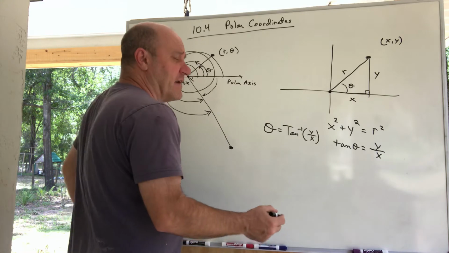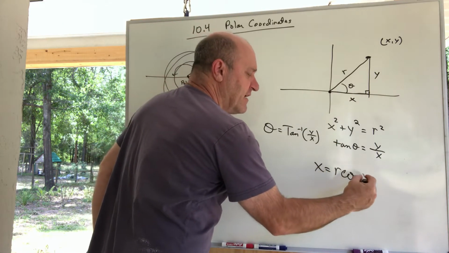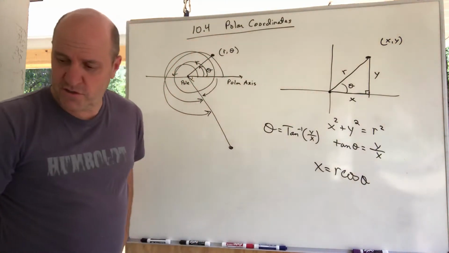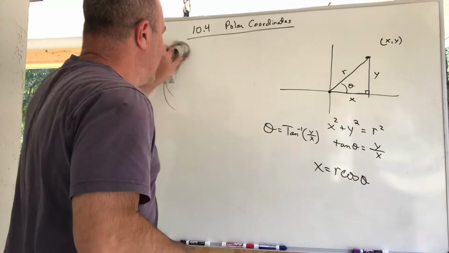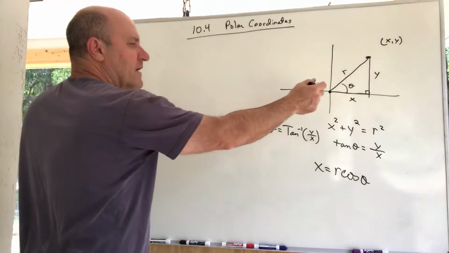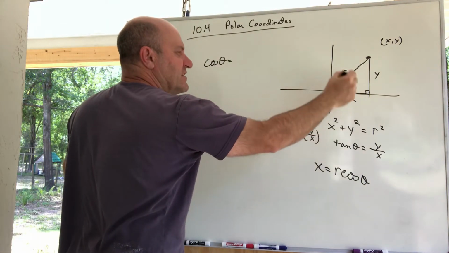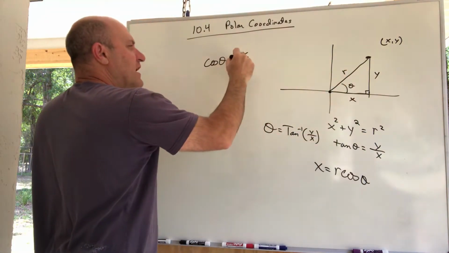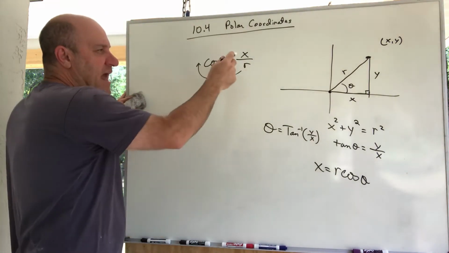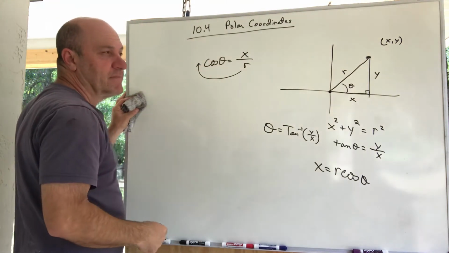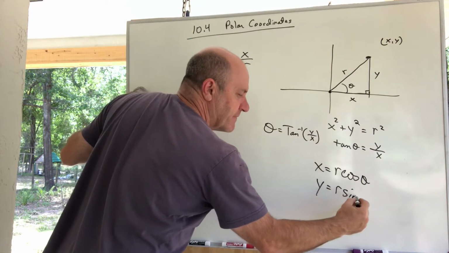Here's another true fact. x equals r cosine theta. Maybe that wasn't super obvious to you there. Let me just say it like this. What's the cosine of theta? The cosine of theta is adjacent over hypotenuse, x over r, and if you multiply the r to the other side, x equals r cos theta. Cool. Similarly, y equals r sine theta.